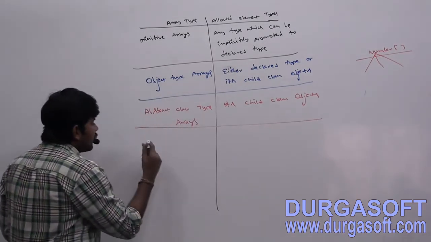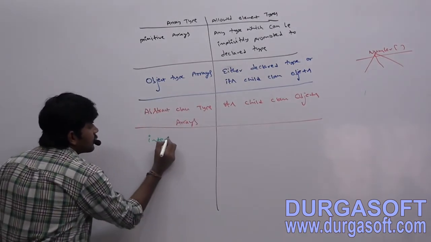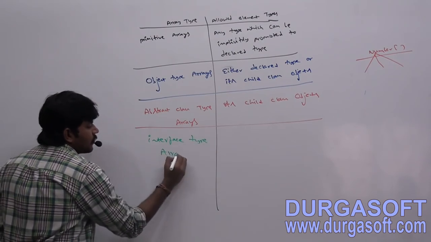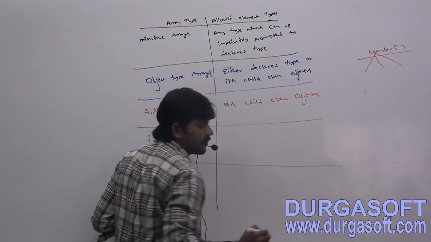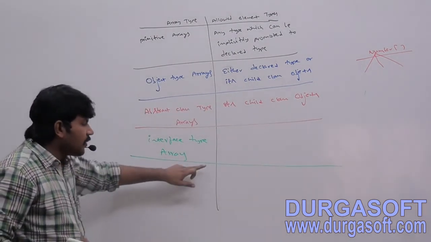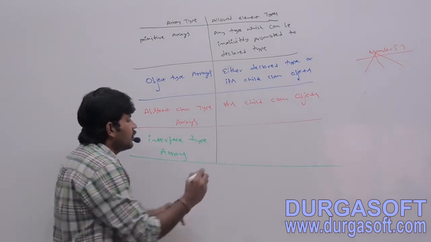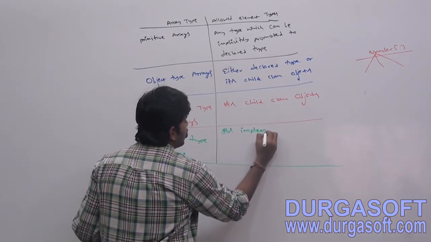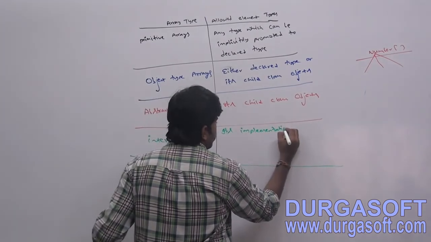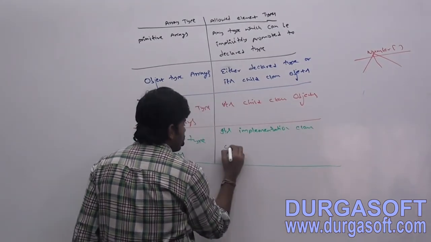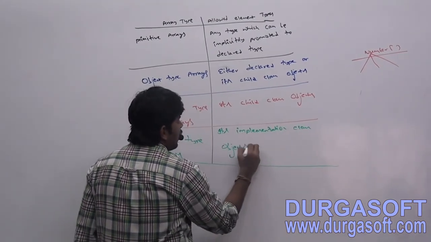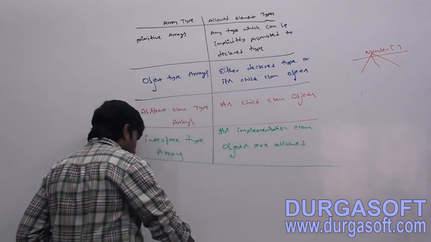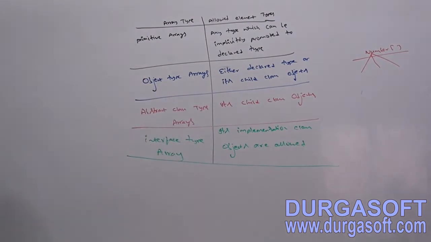Next, the last case we covered: interface type arrays. If it is an interface type array, can you tell which type of elements are allowed? Its implementation class objects are allowed. Okay, like take this clearly.